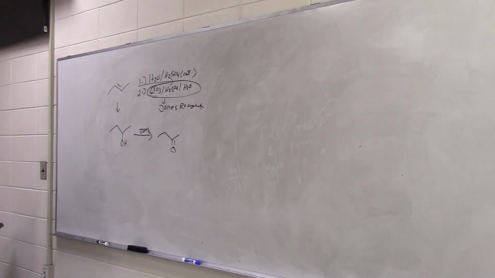Yep. I always have to think about it. Secondary alcohols get oxidized by Jones reagent to give ketones. Primary alcohols get oxidized by Jones reagent to give carboxylic acids. Primary alcohols get oxidized by PCC to give aldehydes.